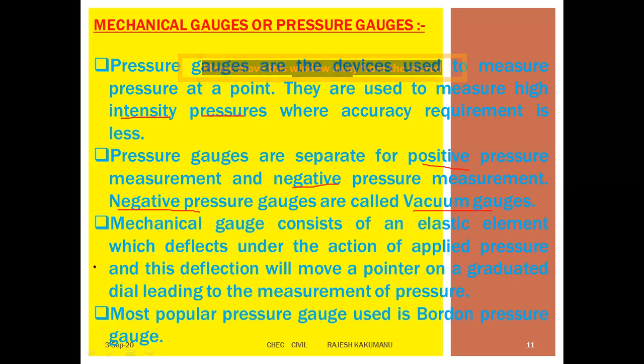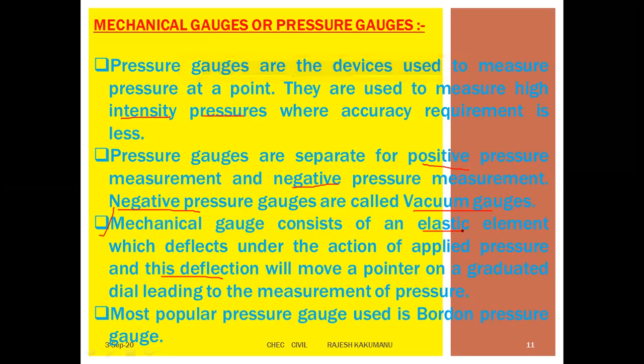Next, mechanical gauges consist of an elastic element which deflects under the action of applied pressure, and this deflection will move a pointer on a graduated dial, leading to the measurement of pressure. So what is the main application of a mechanical gauge? These have an elastic element. It may be a spring, or a coil, or a stylus type of material. So these consist of an elastic element which deflects under the action of applied pressure.